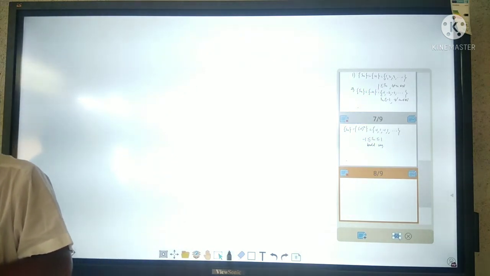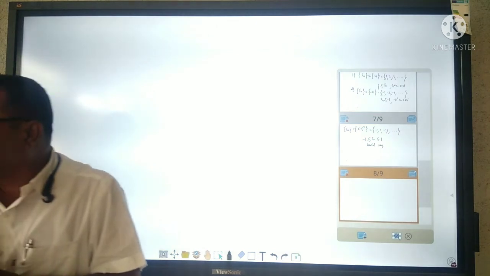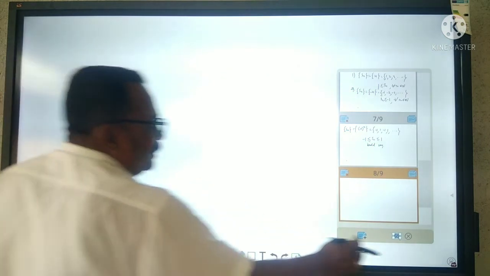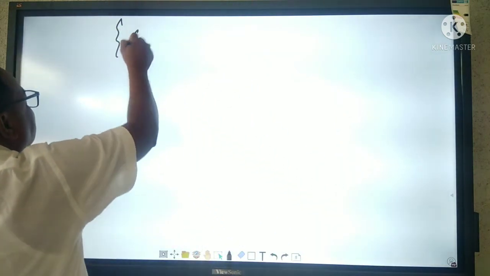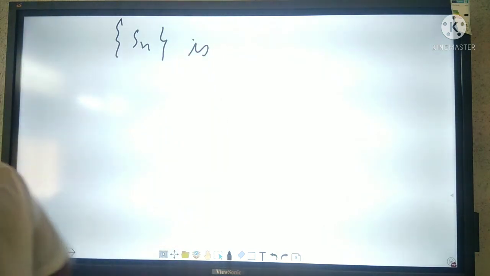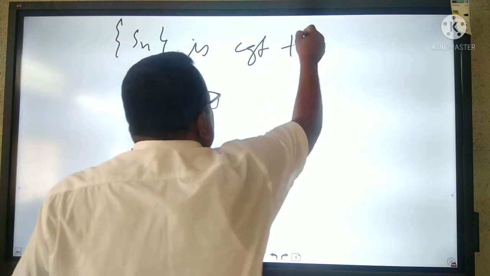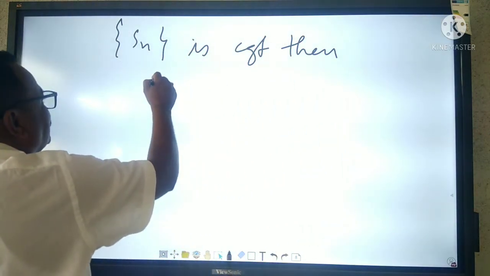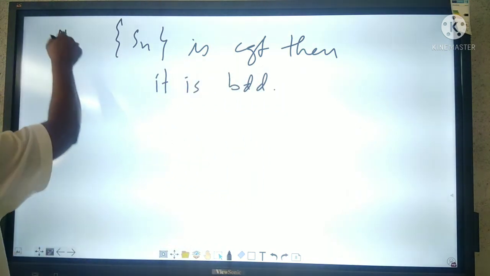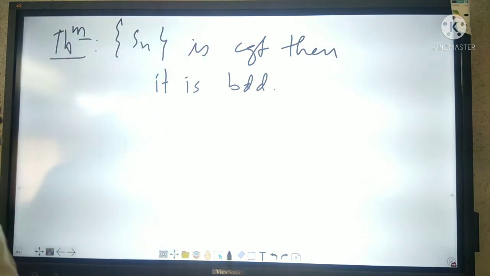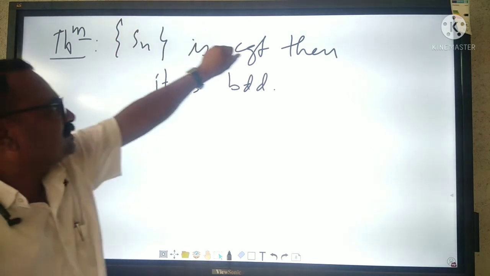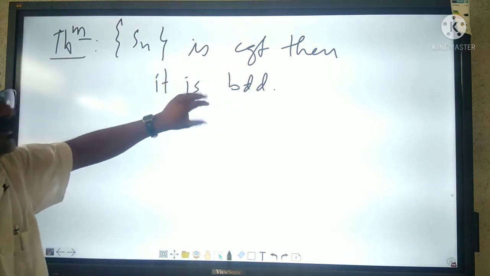There is one theorem: if a sequence of real numbers Sn is convergent, then the sequence Sn is bounded. This is the theorem. We are not going to prove this one. We have to remember it as it is. So what is the meaning? I will explain first. If the sequence Sn is convergent, then it is bounded.